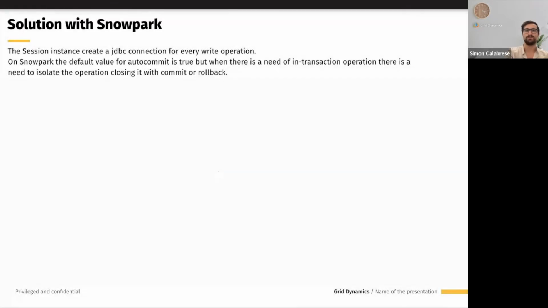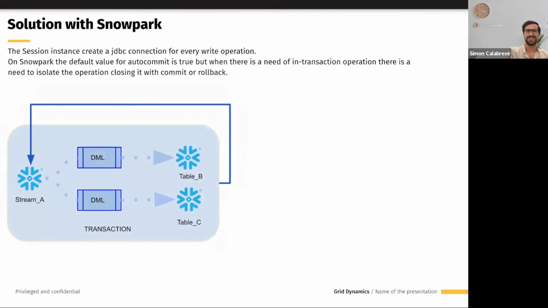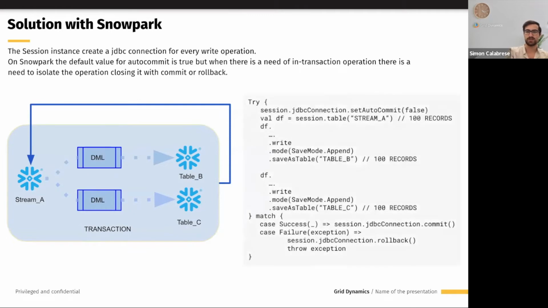How can it be solved? Let's say that you have one transaction with multiple operations. This is how it will be translated with Snowpark. We put, in this case, everything in the try catch block. We mark the auto-commit as false, because by default, until version 1.3 of Snowpark, auto-commit is set to true. So we force it to false. We open a transaction at this moment, and we perform our operations, append, and then if everything succeeds, we commit, otherwise we roll back.